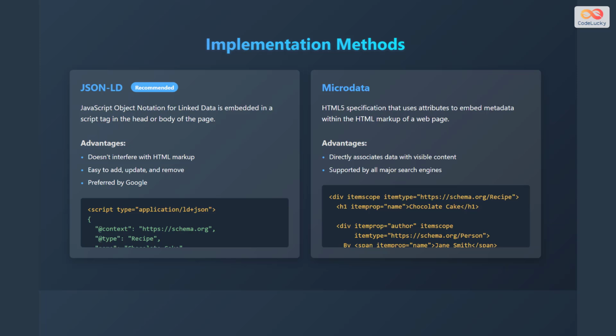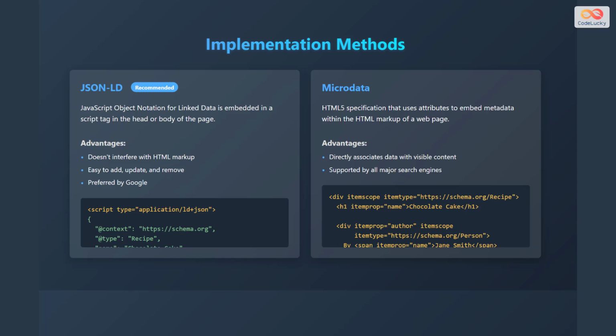Here is an example script. The type is application/linked-data plus JSON. The context is Schema.org. The type is recipe. The name is chocolate cake. The author is of person type with the name Jane Smith. The cook time is PT1H, 1 hour. The recipe yield is 10 servings.